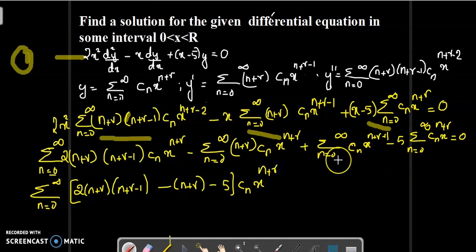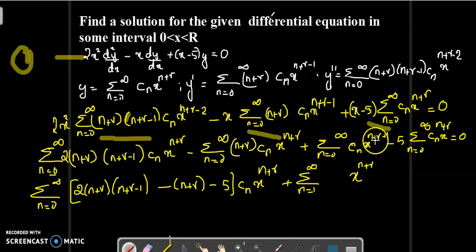Now this is the only term where we have to change the power. This is x raised to n plus r. I have to change it. I'm not going to introduce a dummy variable at all. You can just try putting in the dummy variable, no problem. I'm just going by my logic. What I need here is to change this thing to n plus r. So when I'm giving n equal to 0 over here, my first term will be c naught and x raised to r plus 1. So I need an r plus 1 over here. For that, I have to put n equal to 1 to infinity.